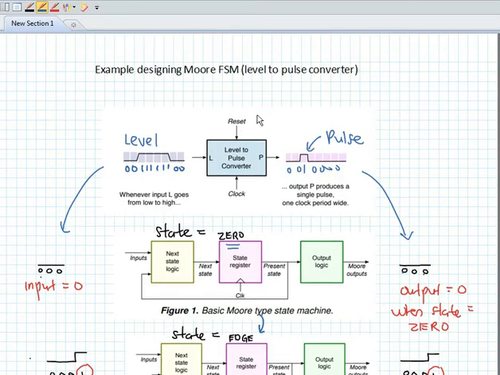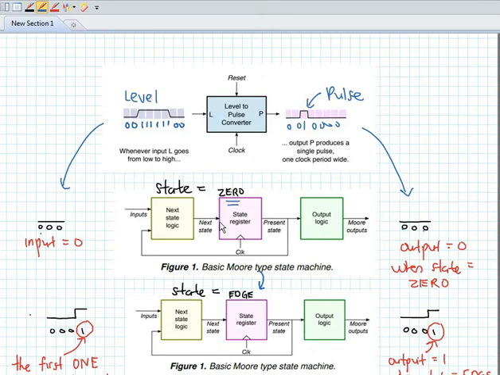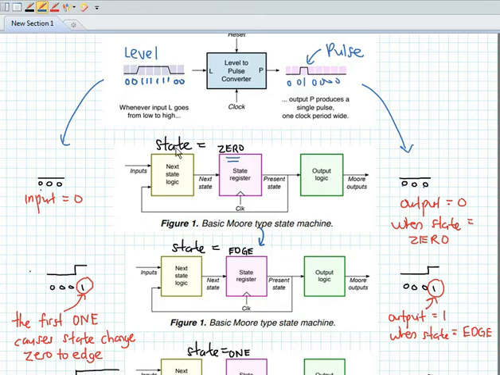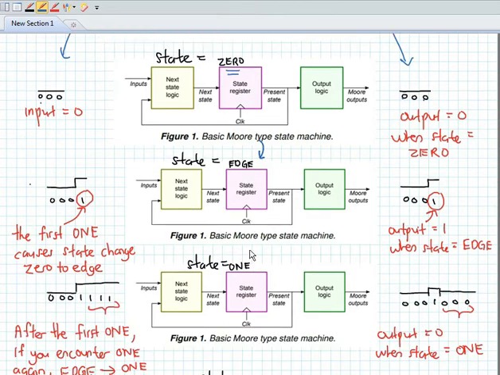Now remember, a state machine consists of three parts, right? Next state logic, state register, and output logic. Let's say initially you start at state equals 0. If your input is 0, that means you are not detecting any level signal, then your output is 0, as long as you stay in state 0. When you detect a 1, you change from state 0 to state H. When you change to state H, your output becomes 1, alright?